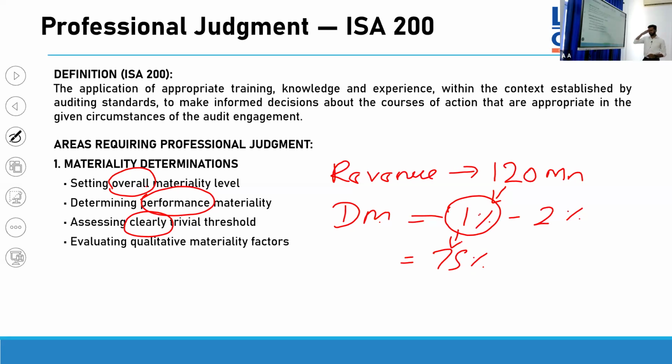Those things we will discuss later, right? For the time being, just keep in mind materiality. There is a separate chapter. The way of calculating materiality, thresholds, and so on, we will discuss, right? Next one is the trivial threshold, which normally we calculate at around 5%. Right? So when we are determining the materiality level, we must use our professional judgment.